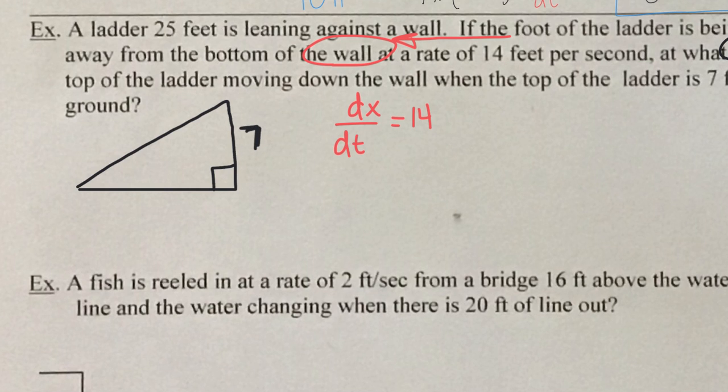Okay, when the ladder is 7 feet from the ground, that's your vertical distance, which is 7. What's our hypotenuse? 25, because that's the ladder, right? The ladder is still 25 feet long. So how far away from the wall is our ladder when it has a height of 7?